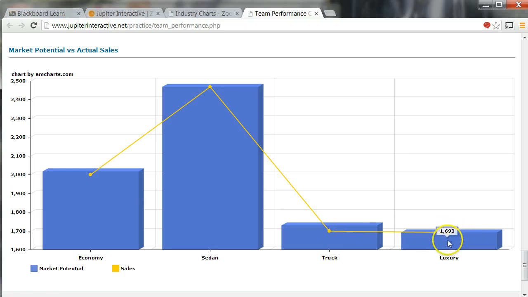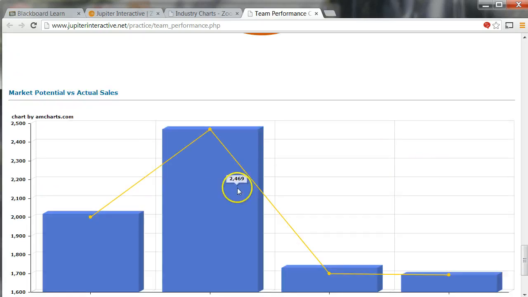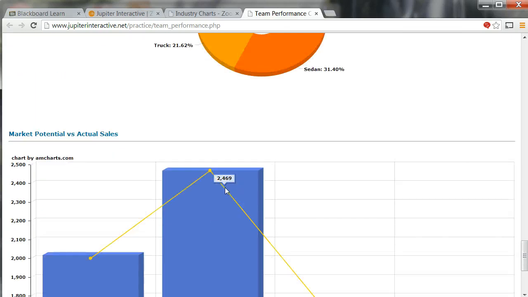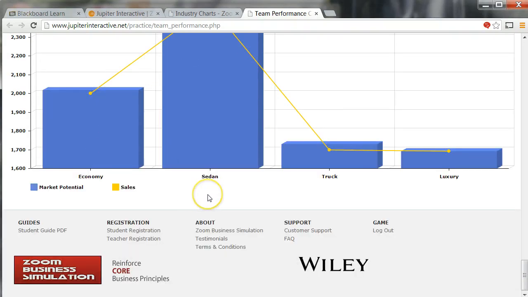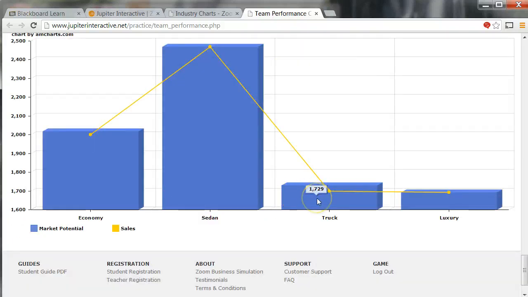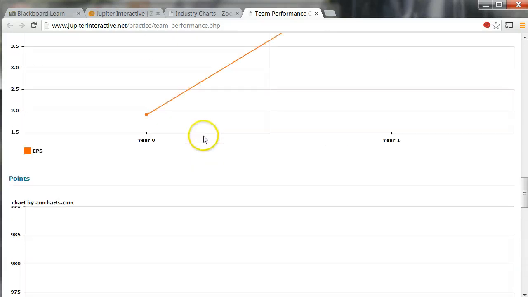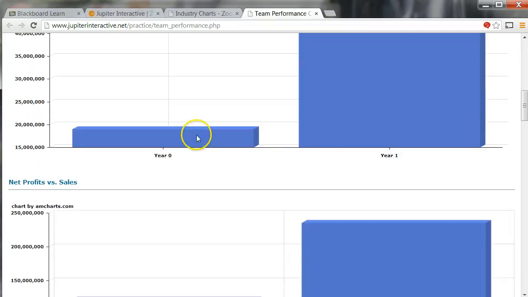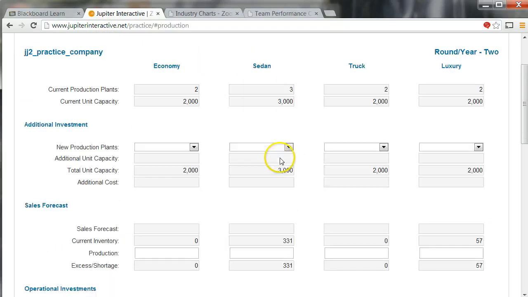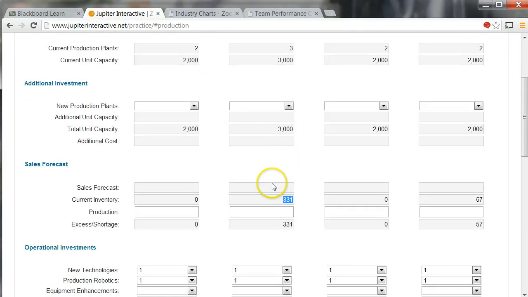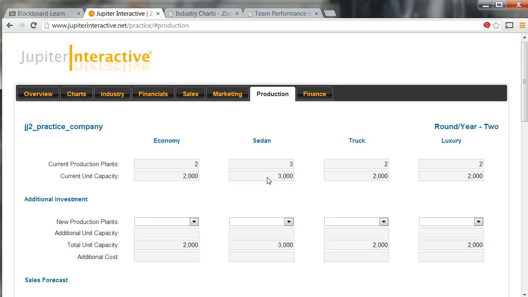Here I made, okay, so market potential and sales. So it gives me an idea. See, here my potential was higher and I sold less. But here I met my market potential with 2,469, but I forecasted 2,800 sedans. So those were left unsold, and that kind of affected my overall sales. So if we go in the simulation, look under production, you can see that I have 331 sedans unsold, and that's why I had that surprise deficit. Or not deficit, I had a smaller surplus than I had expected.